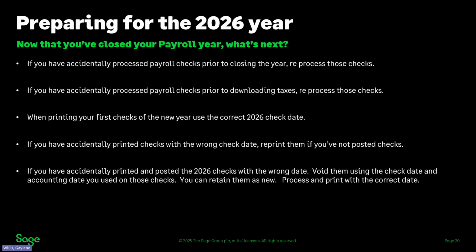If we've accidentally printed checks with the wrong check date, once they're printed, we can reprint them again. Just like I said, think of it as a do-over, right? Now, if we've printed and posted with the wrong date, you will have to void them. Simply void them, checking the use original check date and accounting date and retaining them as new. Then all you need to do is process them and print them with the right date. You'll be fine.